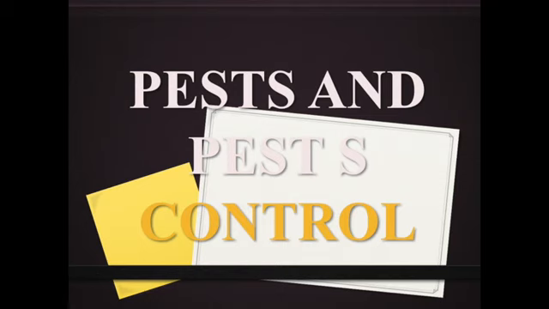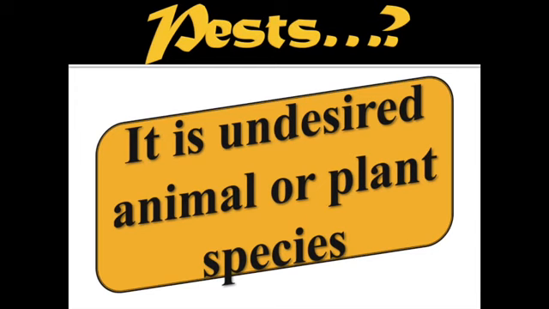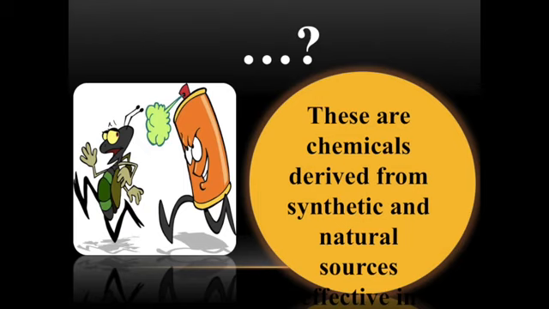Now I am going to present the topic Pest and Pest Control. What is a pest? A pest is an undesired animal or plant species, or it can be defined as an organism that causes any type of damage to the crop or plants. What are pesticides? Pesticides are chemicals or any substances derived from synthetic or natural sources. They are effective against any type of pest.